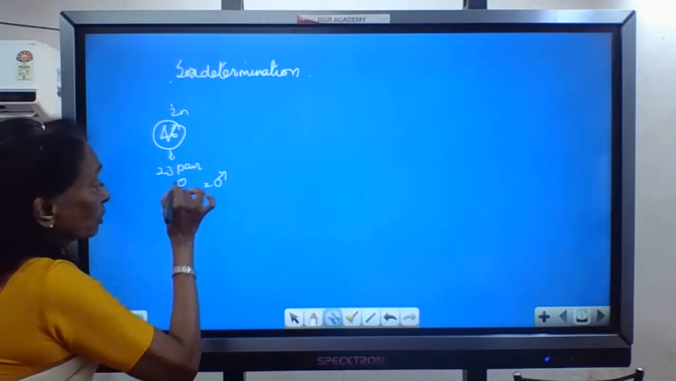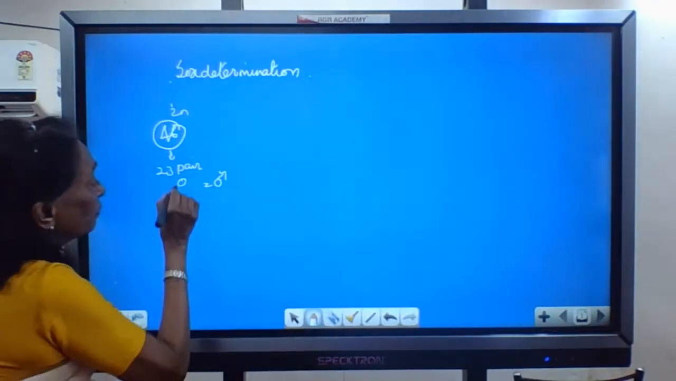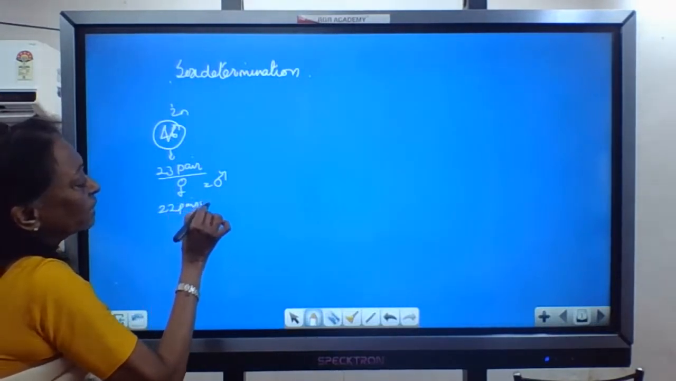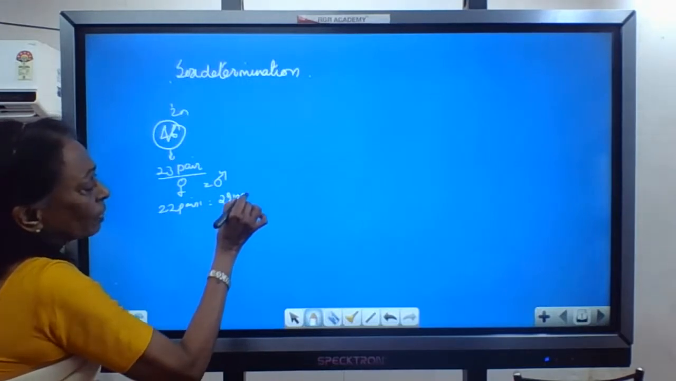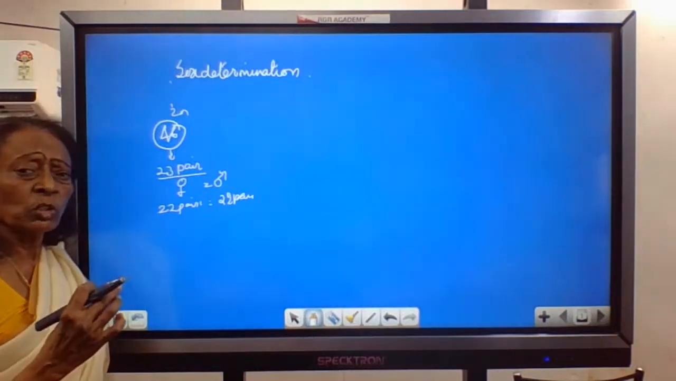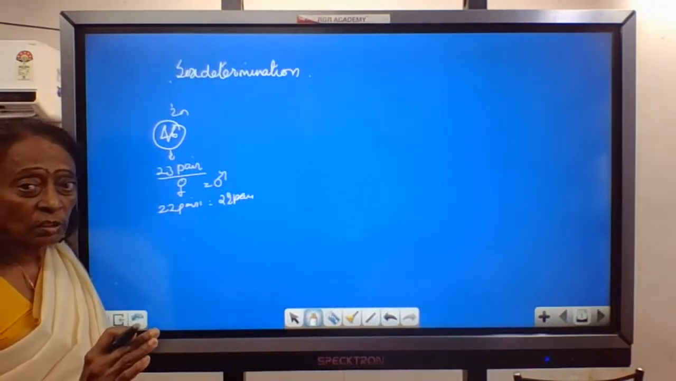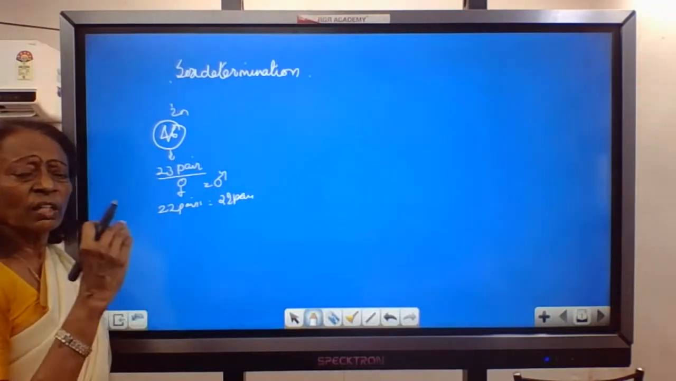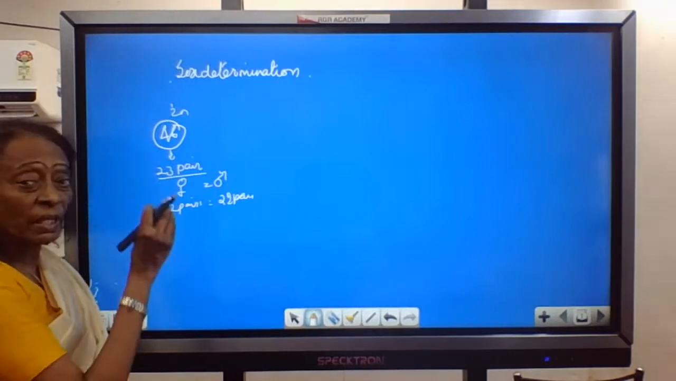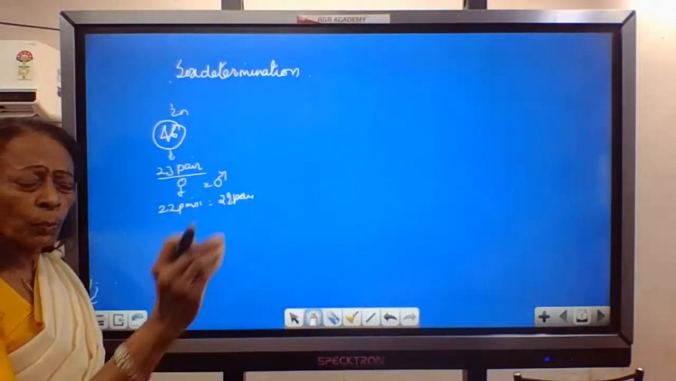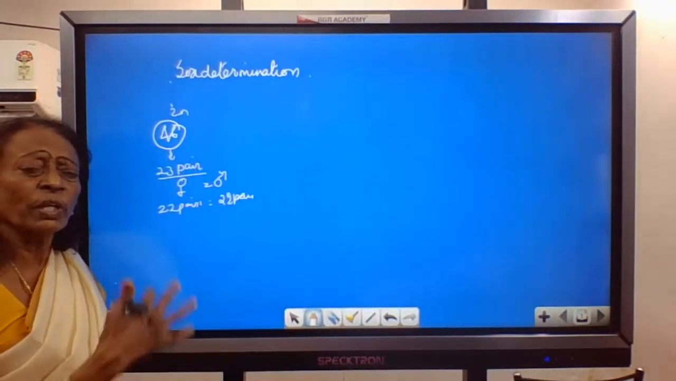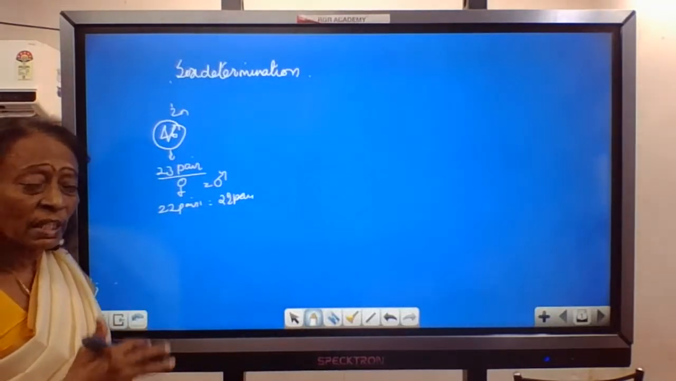Now, of this 23, 22 pairs are identical in male and female, but each pair is different from one another. You can group them according to the length of the chromosome into A, B, C, D, different groups. You can easily find out which are longer and which are shorter chromosomes, and the 23 pairs can be put into different groups. The grouping of the 23 pairs is according to the structure of the chromosome. What is meant by the structure of the chromosome? The centromere and the length of the arm. So the 23 pairs can be grouped into different groups.